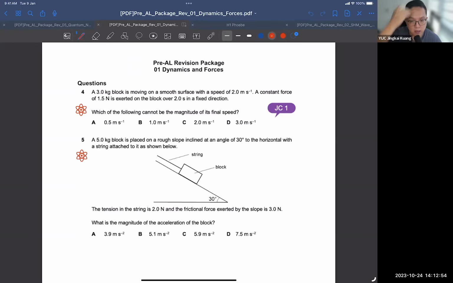Okay, so 4 is quite okay. I purposely chose these two questions because they are not so intuitive to do lah. All right. So, but I think it's good to recap them. Okay, so let's just look at question 4.